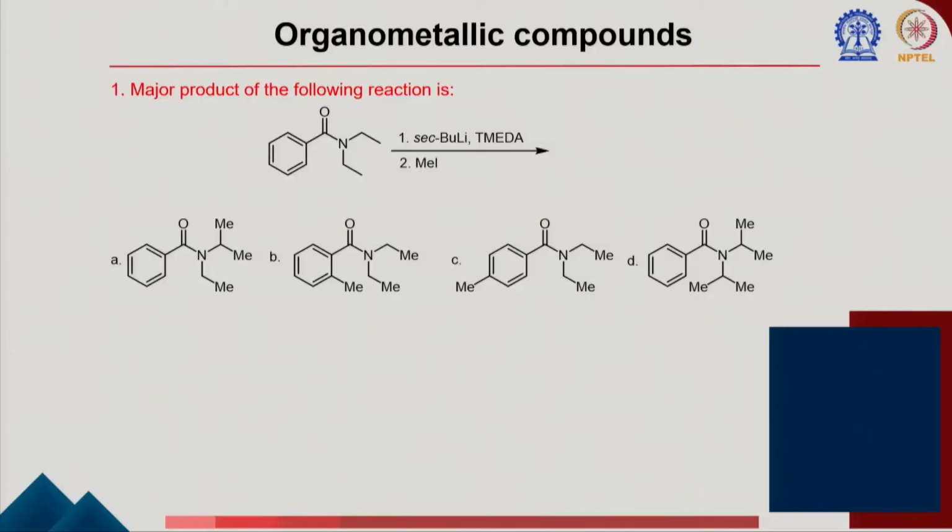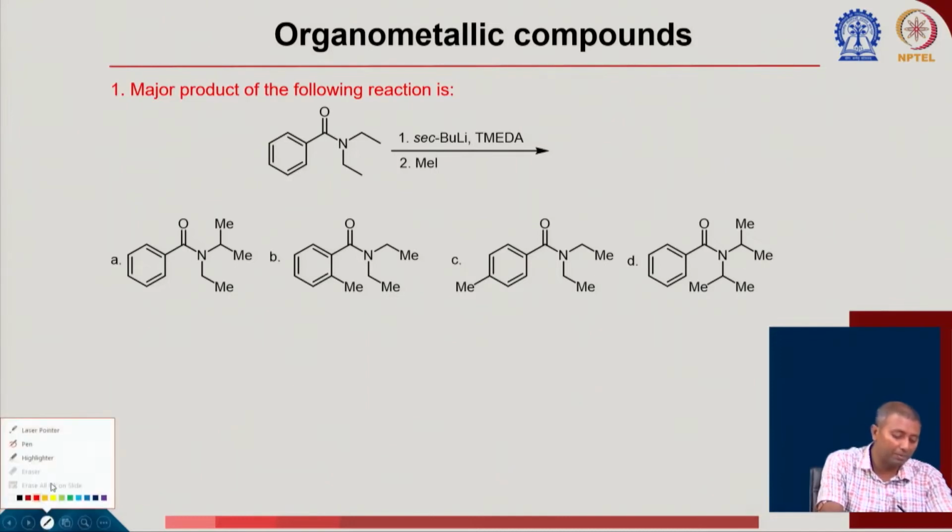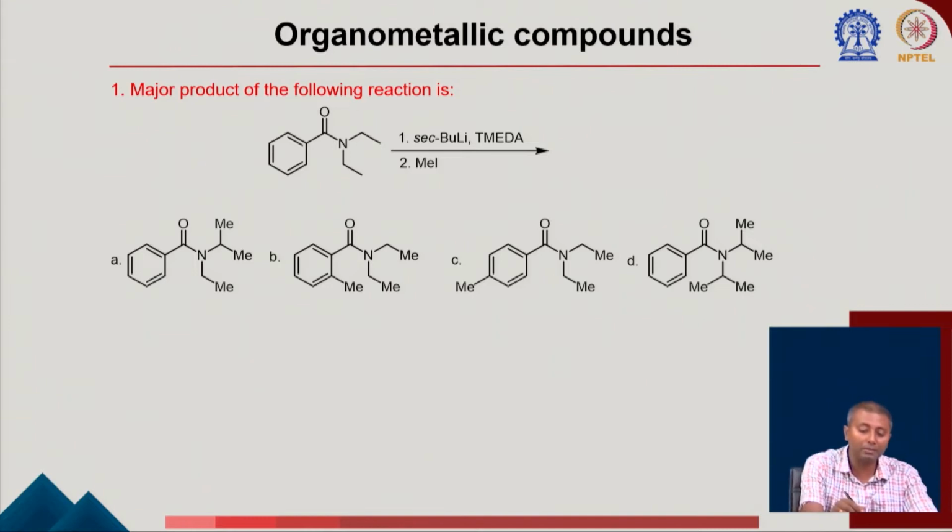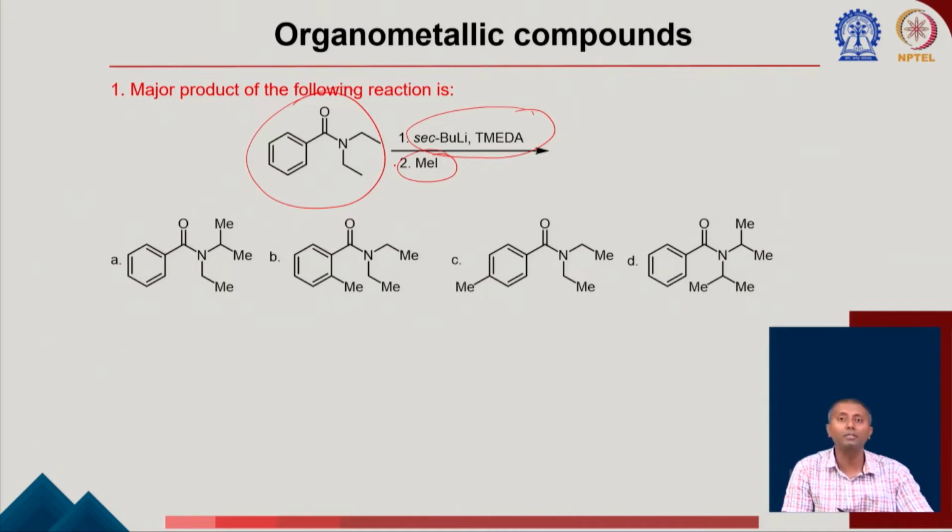The first problem is again one that came in different competitive exams. Here we can see there is an amide linkage, and you are treating with sec-butyl lithium with TMEDA, and then there is the electrophile methyl iodide. If you remember, I talked about directed lithiation, correct? At that time I also talked about that if you have some sort of directing group attached to the aromatic ring, and if the directing group has some Lewis basic character which can coordinate with your lithium, then when you have the RLi, which could be sec-butyl lithium or t-butyl lithium, that can allow the lithiation to happen at the next proton.